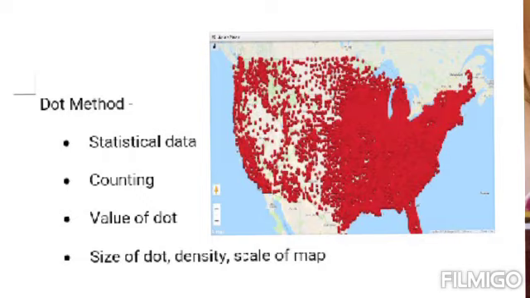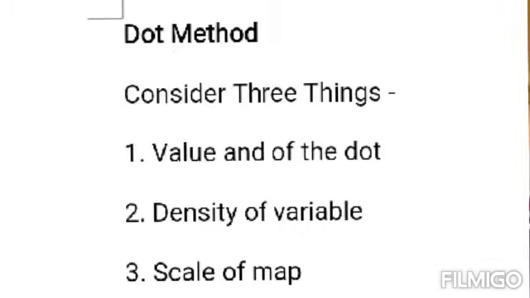Now what to do? Now you have to decide a particular value for the dot. How to give a value to the dot? Very simple. You have collected the statistical data. Now in that data find out two things. What are the two things? The lowest value and the highest value. Now you have both the values, lowest and highest. Now you can assign a particular value to the dot accordingly, right? While assigning this value, we need to consider three things.